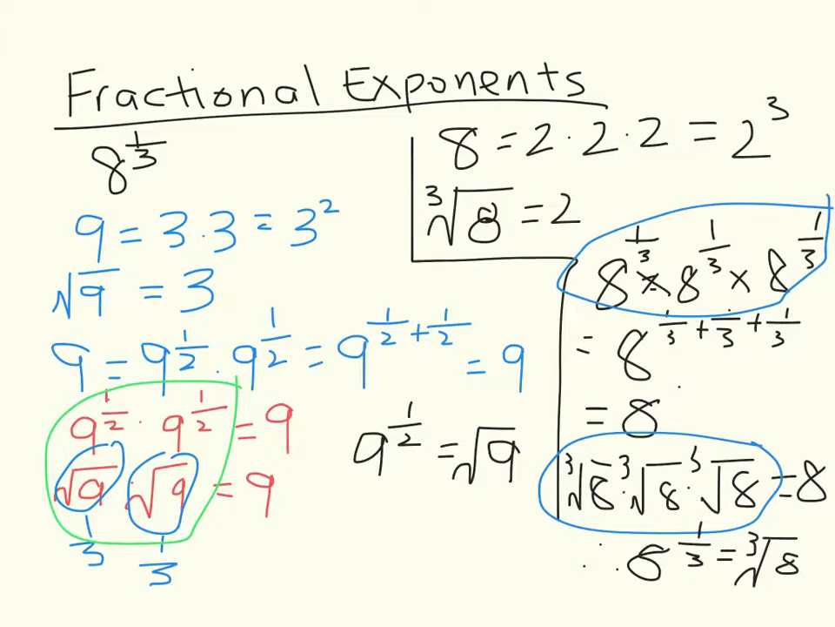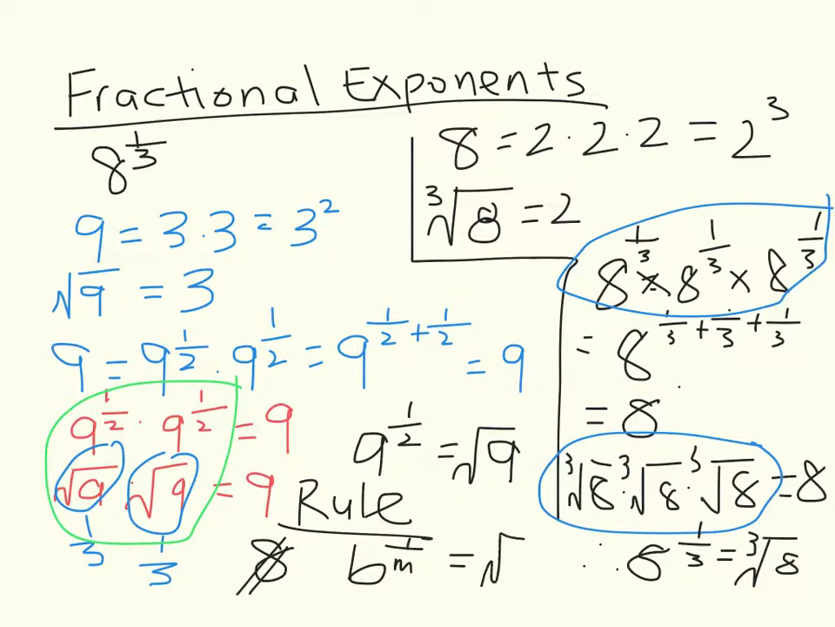So the fractional property, the rule, will be b to the power of 1 over n equals the nth root of b. That ends it for this property. I'll give you another property for fractional exponents.